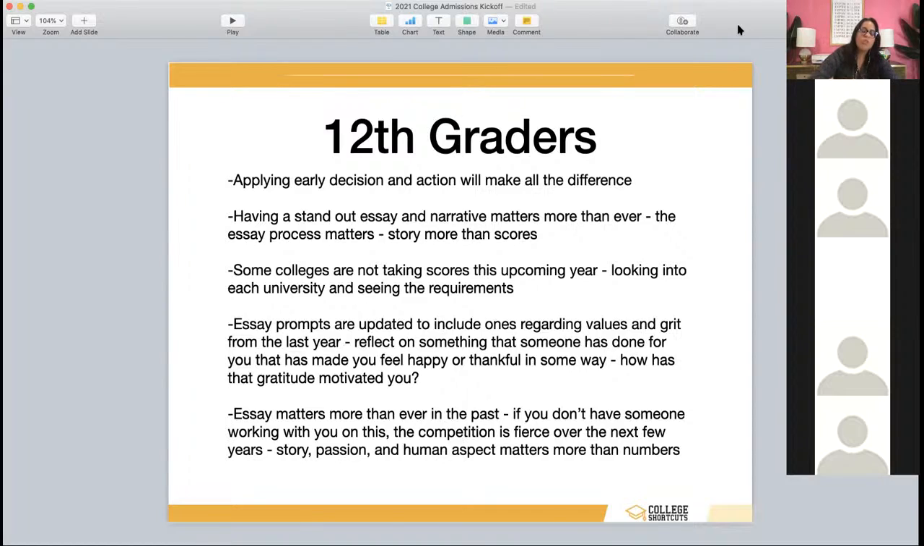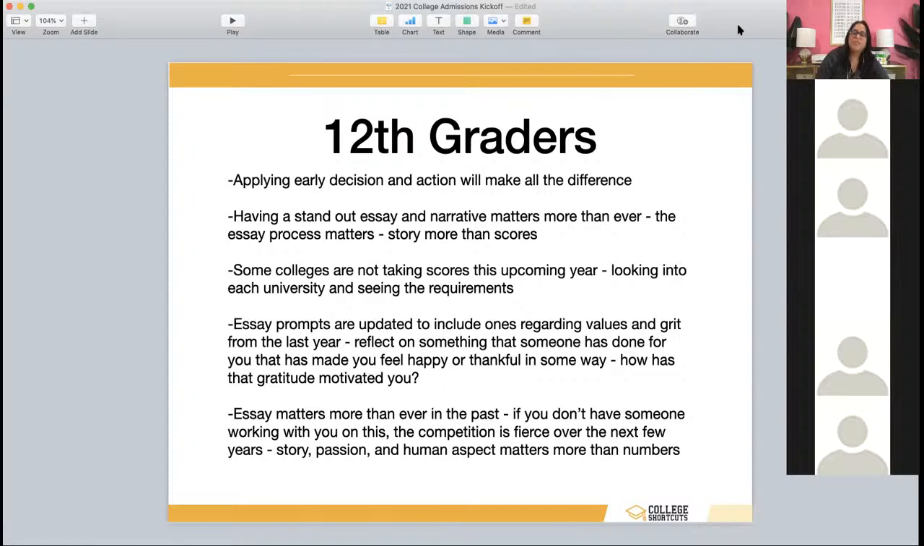There are still some colleges that are not taking scores this upcoming year. So looking into each university and seeing the requirements is going to be very important for you. Essay prompts are updated. There was an essay prompt before that so many kids love, especially my STEM kids, that was all about describe a problem you'd like to solve and what's the solution? Well, they actually threw that prompt out.